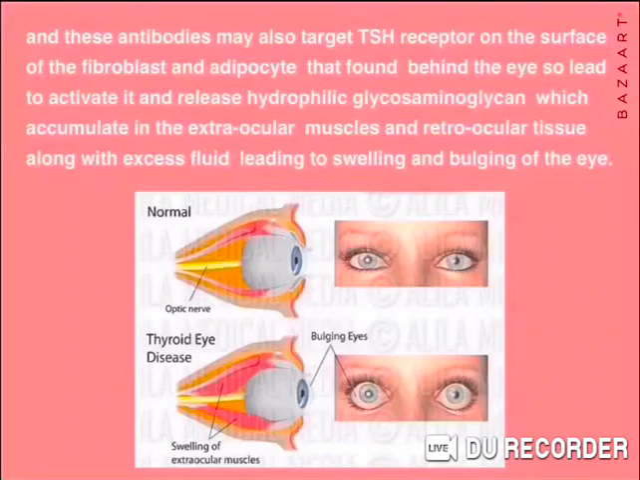How can this antibody cause exophthalmos, considered the main specific symptom in Graves' disease? This antibody may also target the TSH receptor on the surface of the fibroblasts and adipocytes that are found behind the eye, so it leads to activating them and releasing hydrophilic glycosaminoglycan, which accumulates in the extraocular muscle and retro-ocular tissue, along with excess fluid, leading to swelling and bulging of the eye.